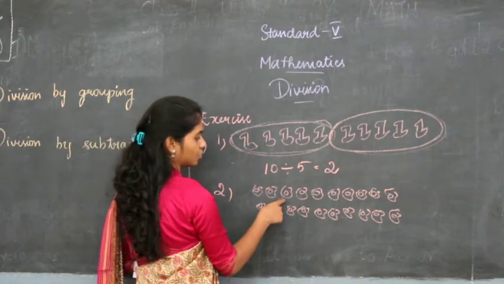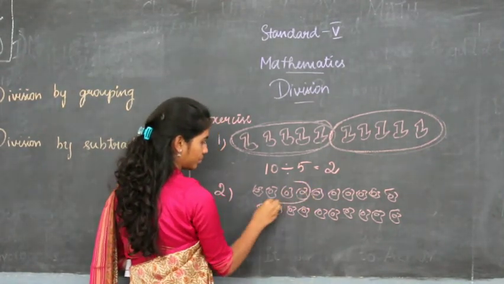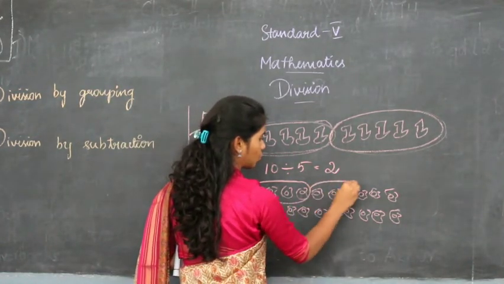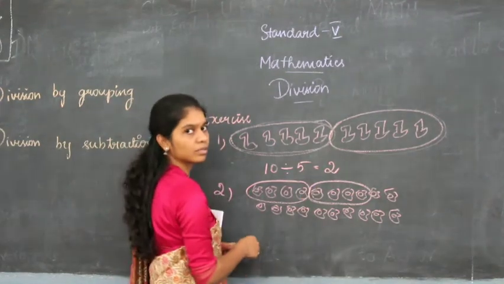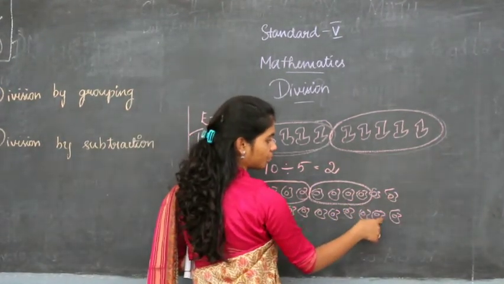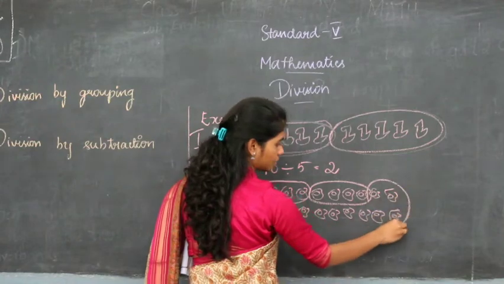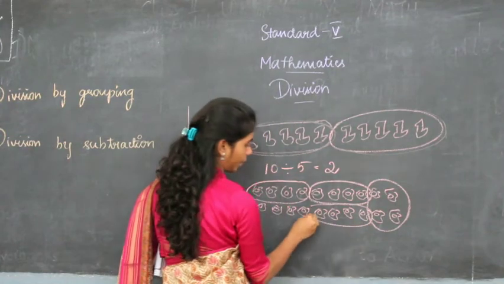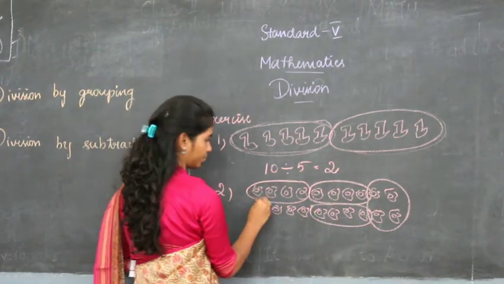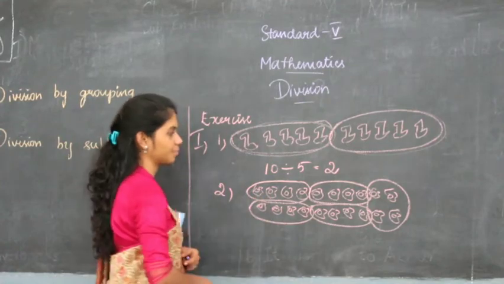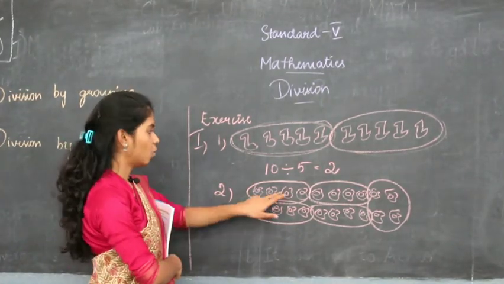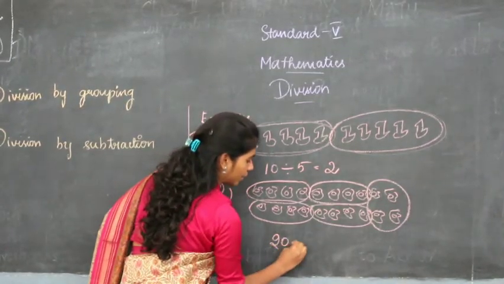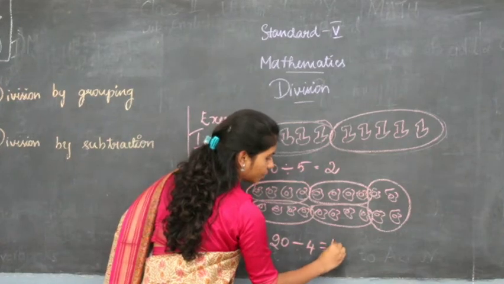So 1, 2, 3, 4. First group of 4, and then 1, 2, 3, 4. Second group of 4 flowers, and then 1, 2, 3, 4. Third group contains 4 flowers. 1, 2, 3, 4. Fourth group contains 4 flowers, and then 1, 2, 3, 4. Fifth group contains 4 flowers. So how many groups did you make? 1, 2, 3, 4, 5. So 20, when you divide it by 4, you will get 5.